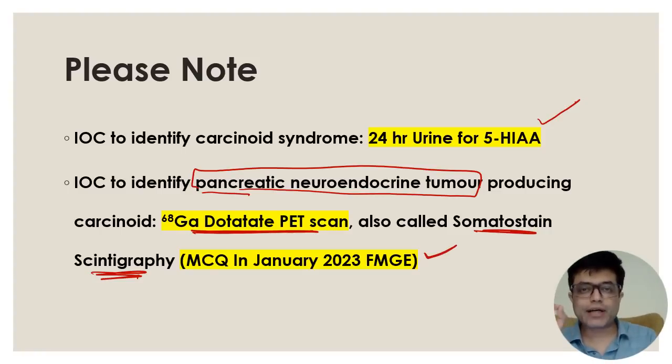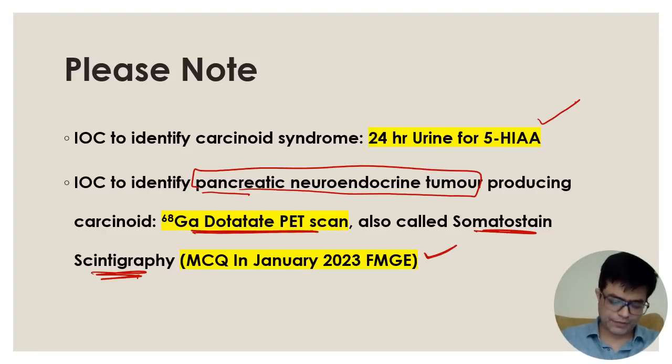To identify carcinoid, there is a different test, it's a urine test, but for localization of the cause you will have to do an imaging test, and that imaging test will be gallium dotate PET scan. Okay, gallium dotate PET scan. Even if you forget it is 68 gallium, simply remember gallium dotate PET scan, and that will be the answer.